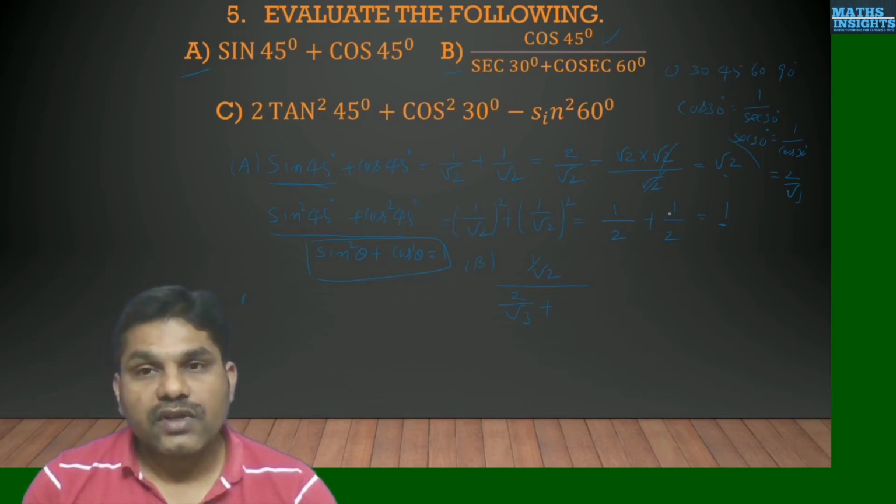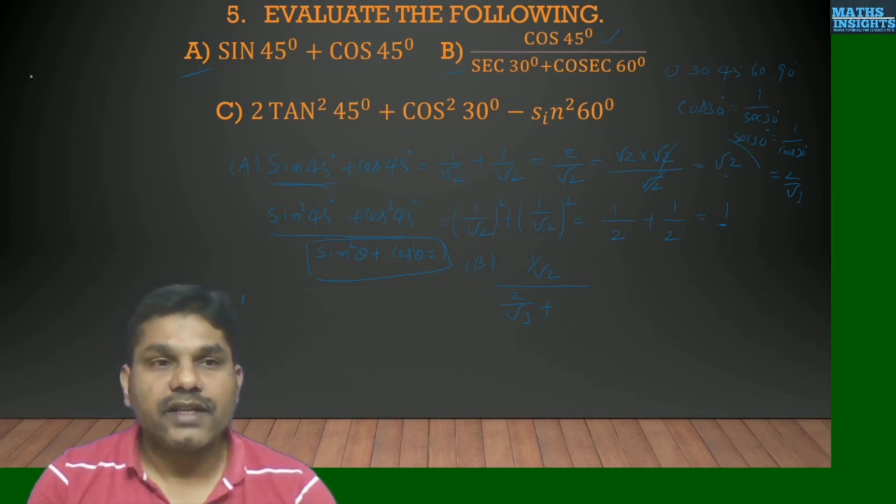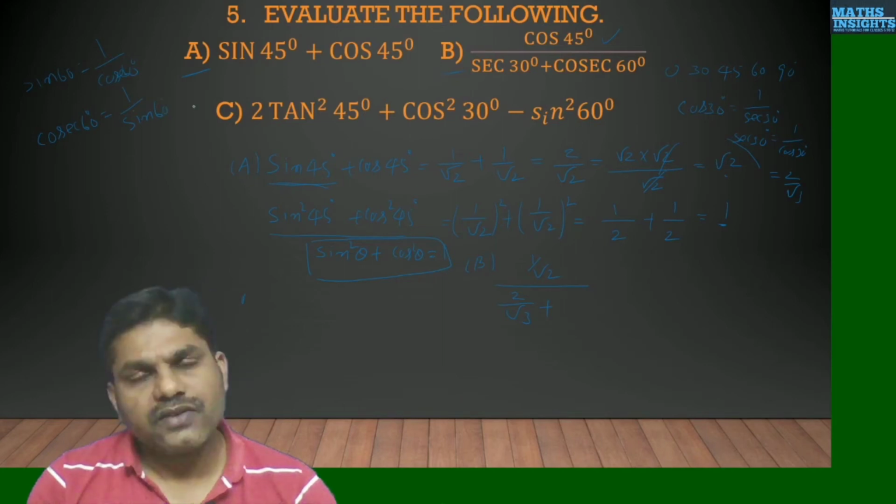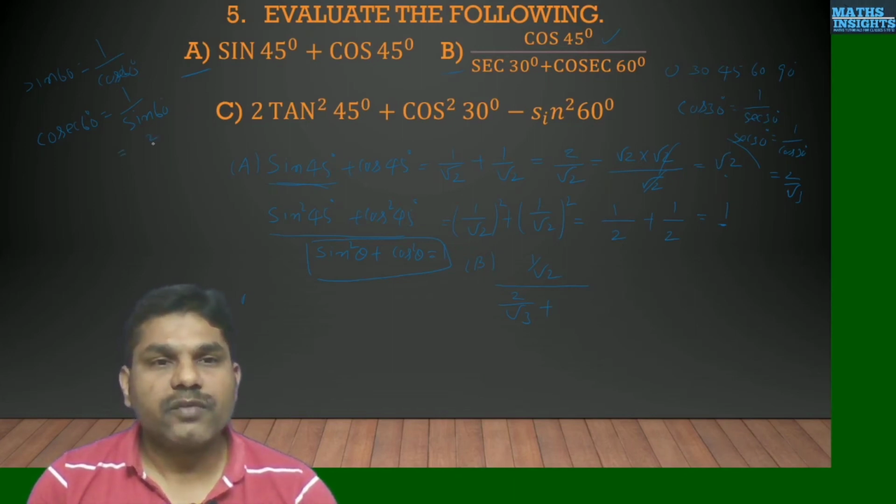Again somewhat confusing. Cosecant 60 is equal to 1 by sin 60. So sin 60 degrees is equal to 1 by cosecant 60. Therefore, if you want cosecant 60, that is 1 by sin 60. It is easy to remember sin 60. Sin 60 is root 3 by 2. Therefore, it will become 2 by root 3. So this is also 2 by root 3.